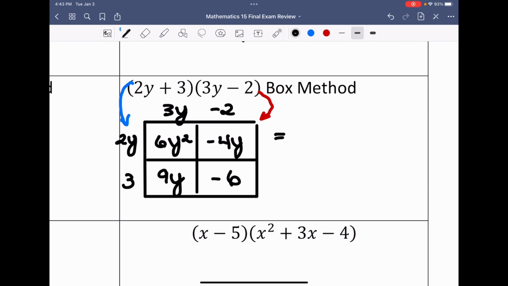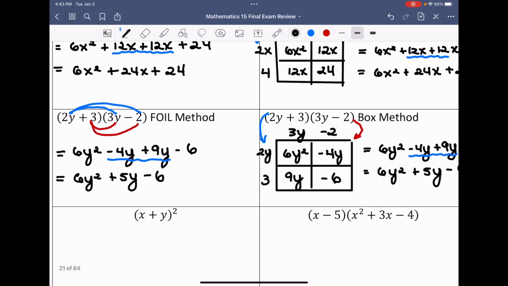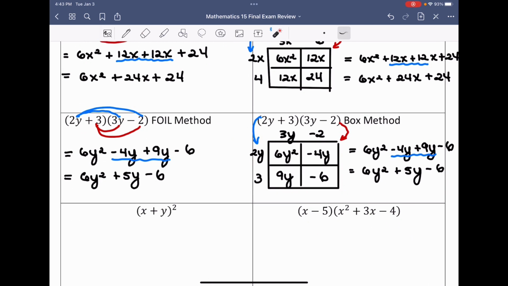Okay, piecing this together, we have 6y squared minus 4y plus 9y minus 6. When we combine our like terms in the middle here, we're going to find that we have 6y squared plus 5y minus 6. There is our simplified polynomial from box method. And yet again, look, we compare the two across. If I look at FOIL method, I get this answer. If I get box method, I get this answer. They're the same answer. One is just slightly quicker than the other, but both are completely valid.